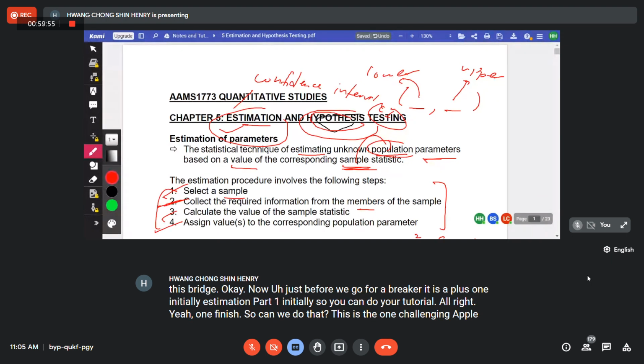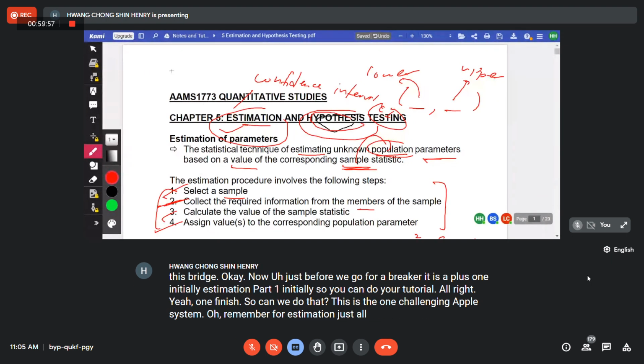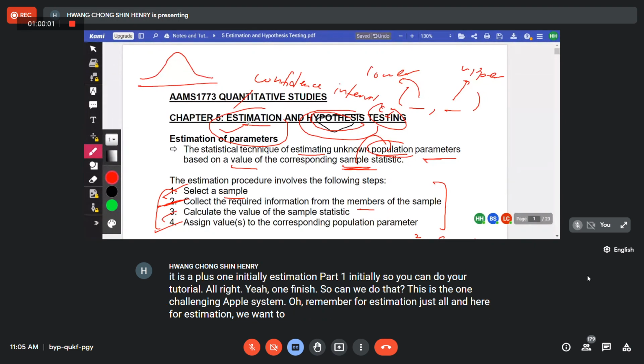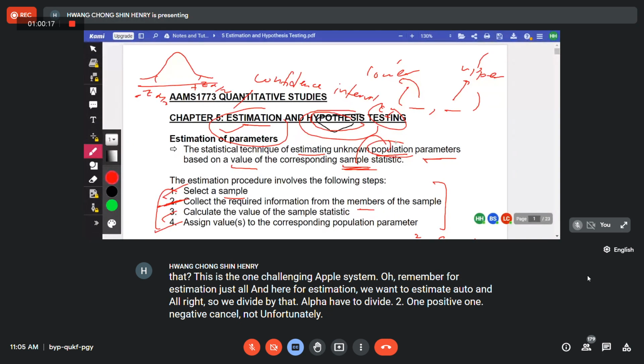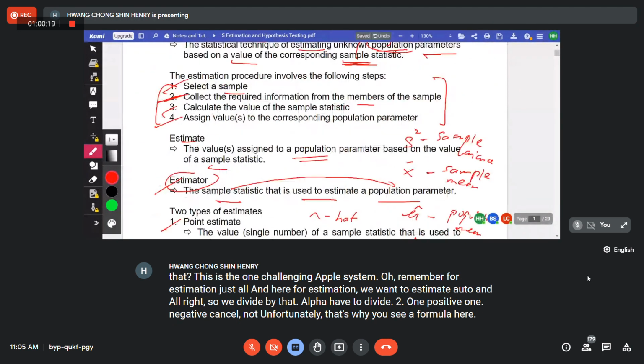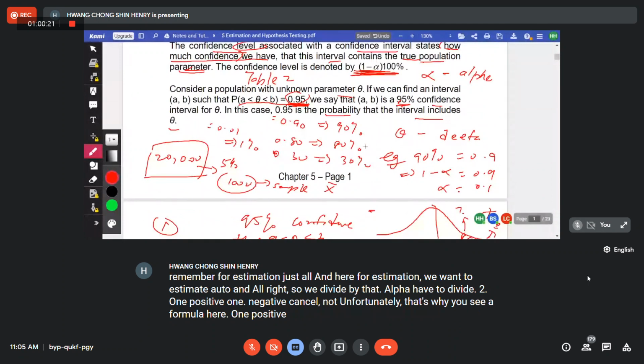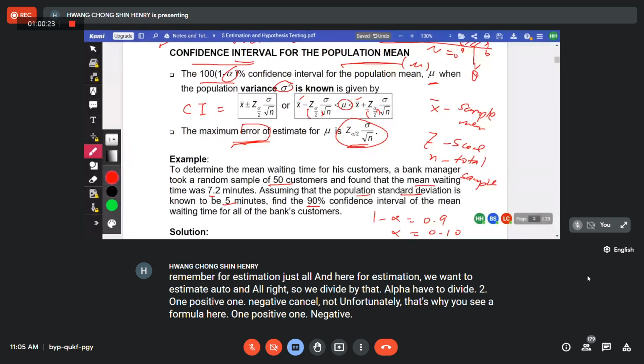Now, remember for estimation just now, I repeat, we want to estimate upper and lower, right? So we divide by what? The alpha has to be divided by 2. One positive, one negative. Can you see or not? One positive, one negative. That's why you see a formula here.